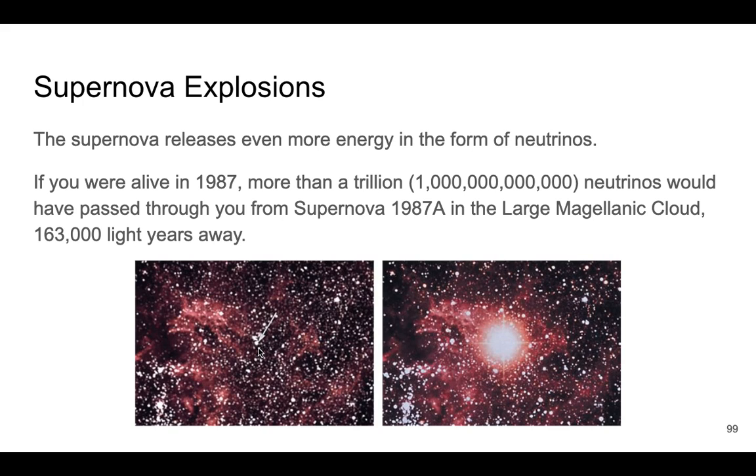So here on the left is the before, and here's the after. Yeah, it was witnessed in 1987. It didn't really happen in 1987. This thing is 163,000 light years away, so it actually happened 163,000 years ago. And the light traveled and the neutrinos traveled to Earth that whole time. And if you're a little 11-year-old me standing around, more than 1 trillion neutrinos from this supernova would have shot through me. So, yeah, you're learning a lot about me.